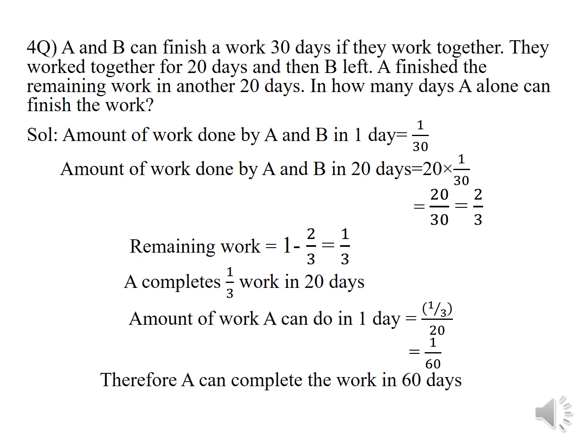So remaining work means 1 minus 2 by 3. Here we have written 1 because we treated 1 as the whole work. So we subtract 2/3 of the work from the whole work. That means 1 minus 2 by 3. After simplifying we get 1 by 3 as the remaining part of the work. Now A completes this remaining 1/3 of the work in 20 days. Now we find the 1 day work rate for A, which is equal to 1/3 of the work divided by the total days, 20 days. After simplifying we get 1 by 60. Therefore we conclude A can complete the whole work in 60 days.